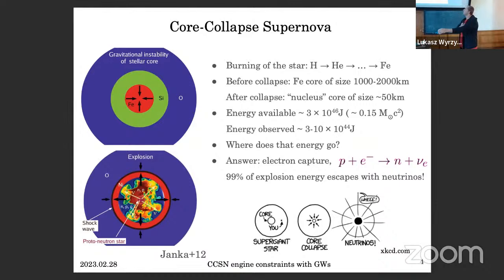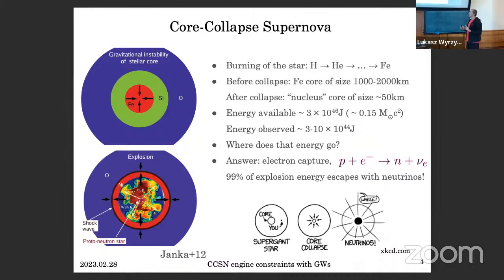And when we observe them optically, we observe around 1% of what we calculate is available. So if you calculate the potential energy of that iron core, it's around 50% of a solar mass times c squared, but we observe optically only 1%. So where does that energy go, this 99%? It turns out that when you squeeze this iron core so much, protons start meeting electrons, creating neutrons and neutrinos. And as an effect, 99% of the energy escapes with the neutrinos. Because neutrinos interact very weakly with matter, they escape pretty freely.